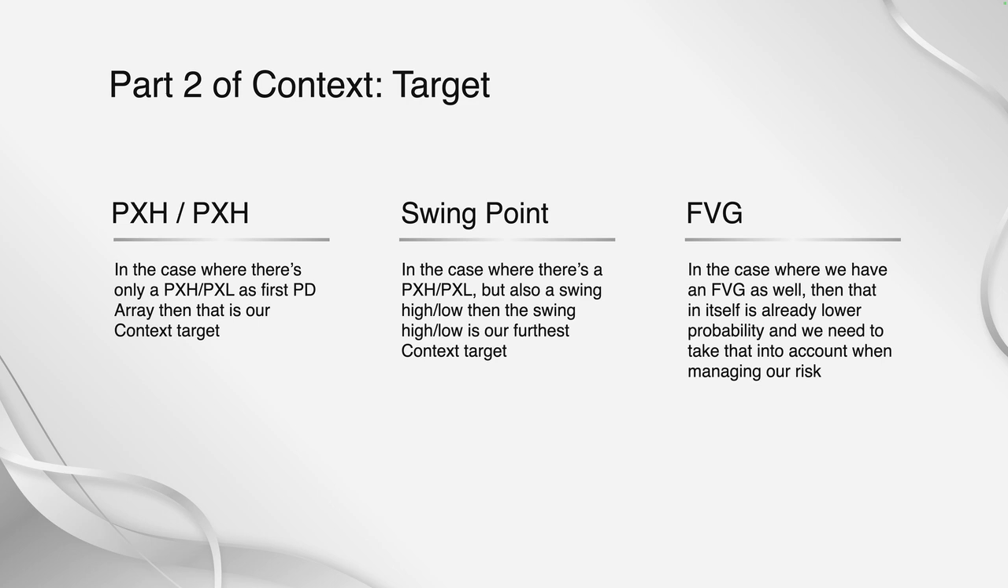Now, first target, and this is where we have the least resistance, so it's usually the easiest target, is a previous candle high, or I have previous candle high as well, but it's previous candle low, of course.